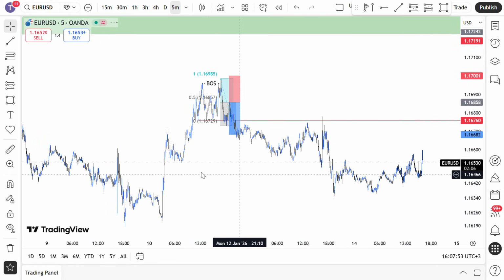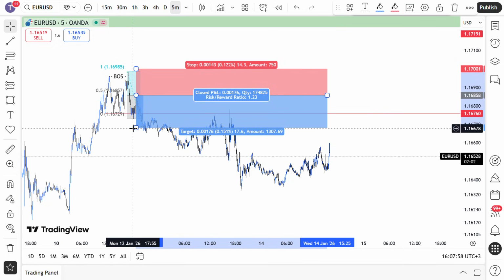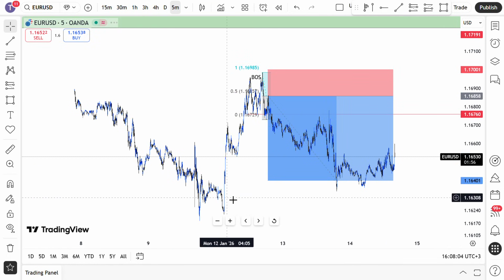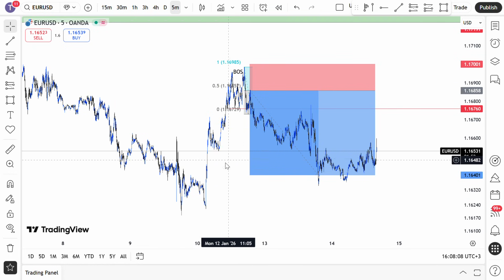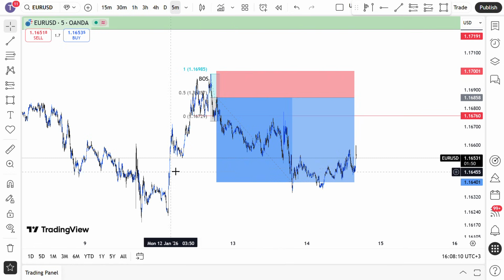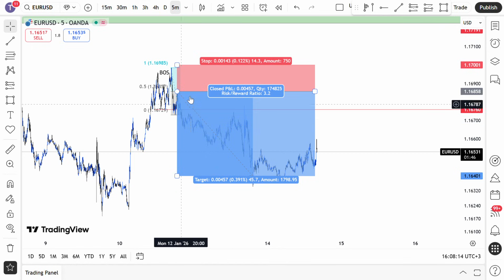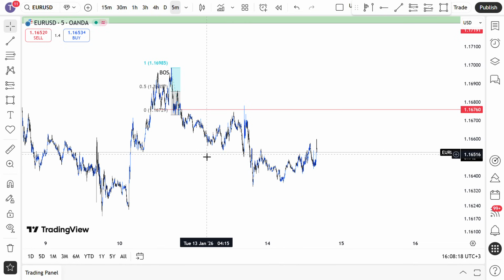Currently, right now, you can see very well that you could have hit your take profit down here. So the 1:3 risk reward ratio, you can see where the risk reward ratio is. As for me, I was waiting for the price to fill the fair value gap up there, but the price did not come into that area. So let me delete that.